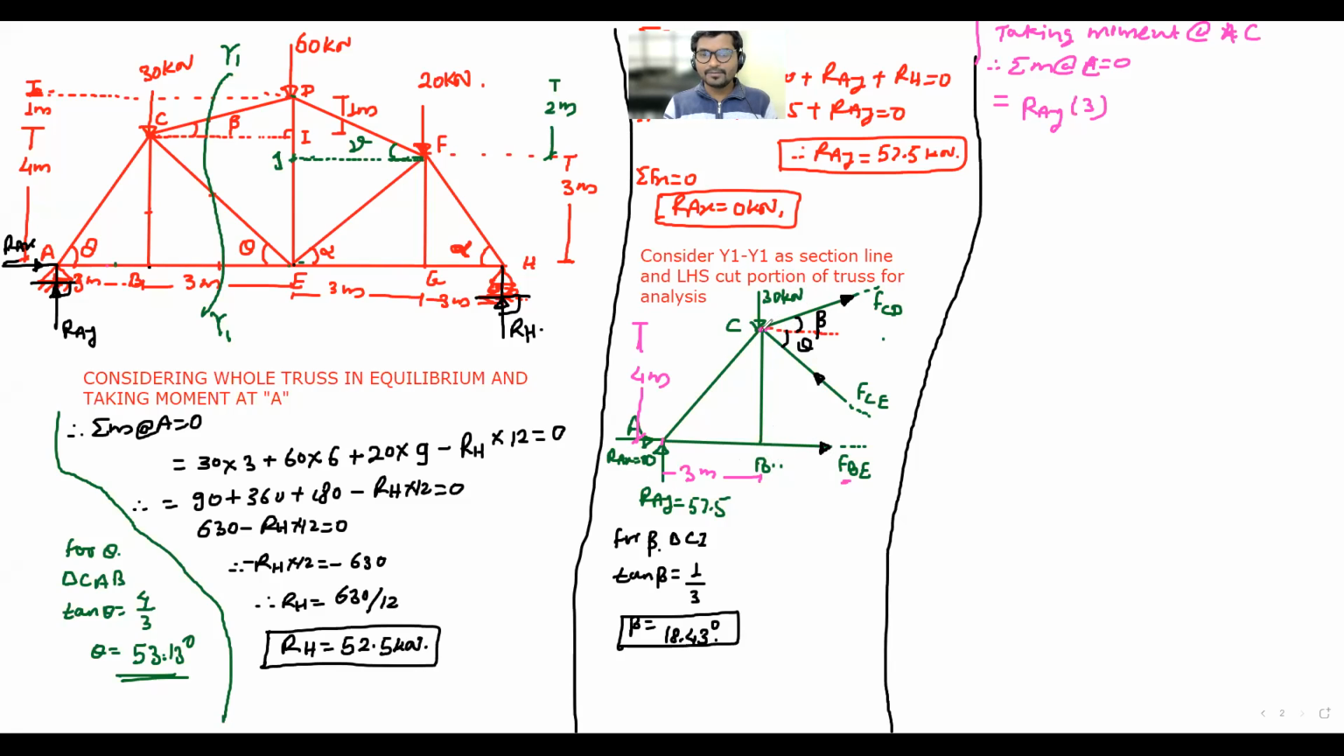FBE. What about the FBE? FBE is pushing from left to right, so how will the truss rotate about C? Anticlockwise. So minus FBE into distance. Force horizontal, distance vertical, that is 4 meters, equals 0. Therefore, RAY is known to us, that is 57.5 into 3 minus FBE, which we want to calculate, into 4 equals 0.